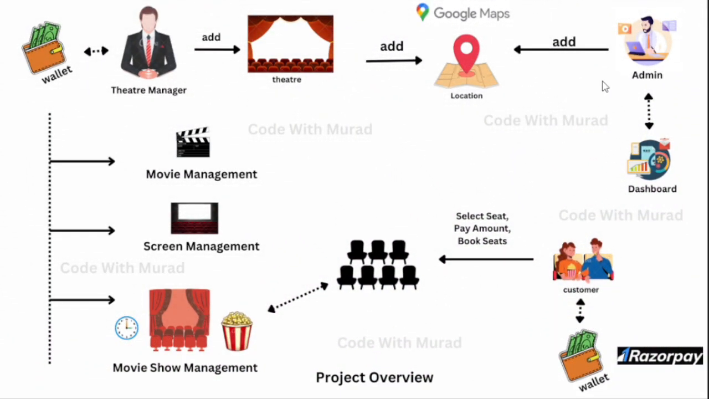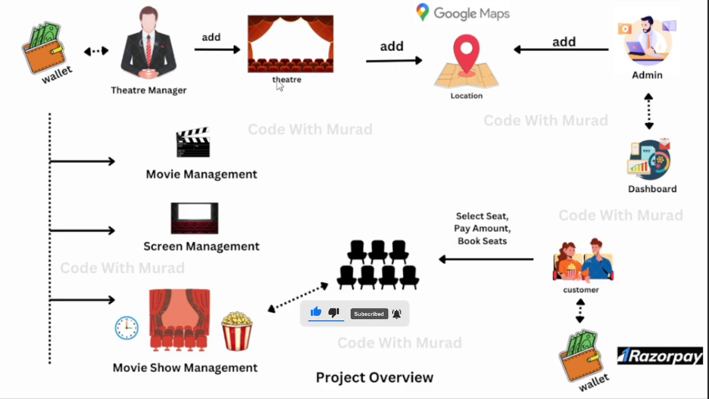As we know, our project contains three user modules, that is the admin module, the theater manager module, and the customer module. Firstly, the admin will register and log in to the system, and after the admin logs in, the admin will be able to add all the locations into the system, and in these locations only, theaters can register. Okay, since locations are added by the admin, now theater managers can register into the system and add their theater details by selecting the particular location from the locations added by the admin.